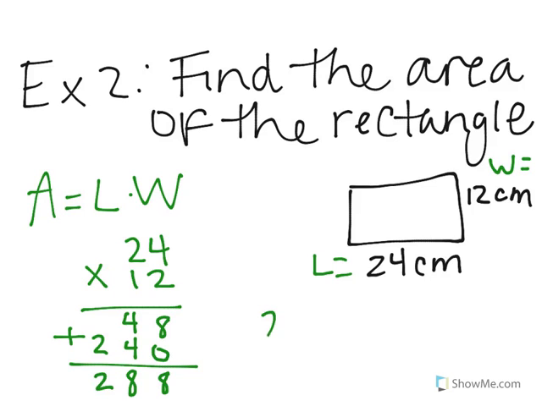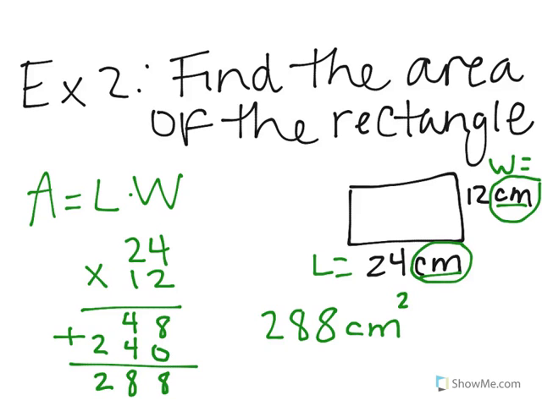So my area is going to be 288, and I have to include my units. My units are centimeters, and area is always to the second power or squared, because there's 2 dimensions that we're multiplying. So it's centimeters twice or centimeters to the second power. So the area of this rectangle is 288 centimeters squared. And that brings us to the end of the lesson on area and perimeter.